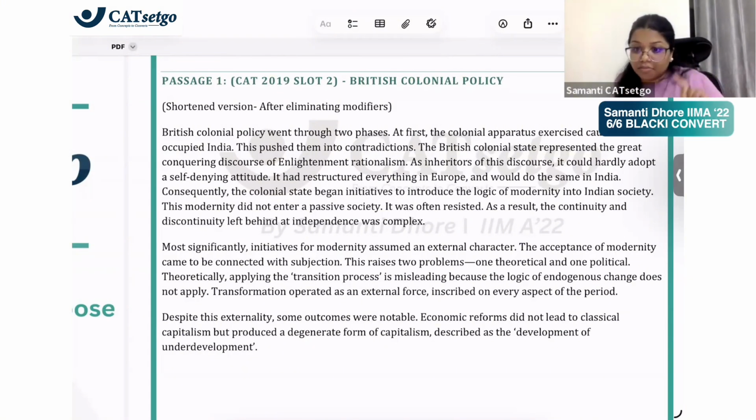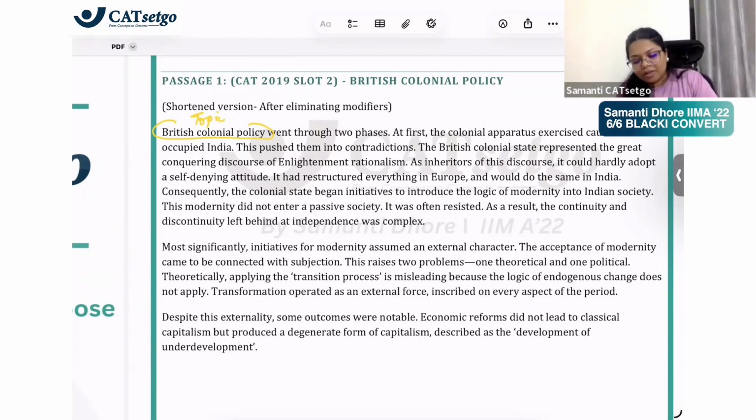We learned that the original form of it was much more complicated, but when you eliminate modifiers and just write the core of it, the main sentences, you are able to understand it much better. Still, I will teach you how to maneuver through such RCs, and how to really segregate it into information bits so that you understand what is happening. So it says British colonial policy. This is definitely our subject. Always when you read an RC, you should know what it is about. What's the topic?